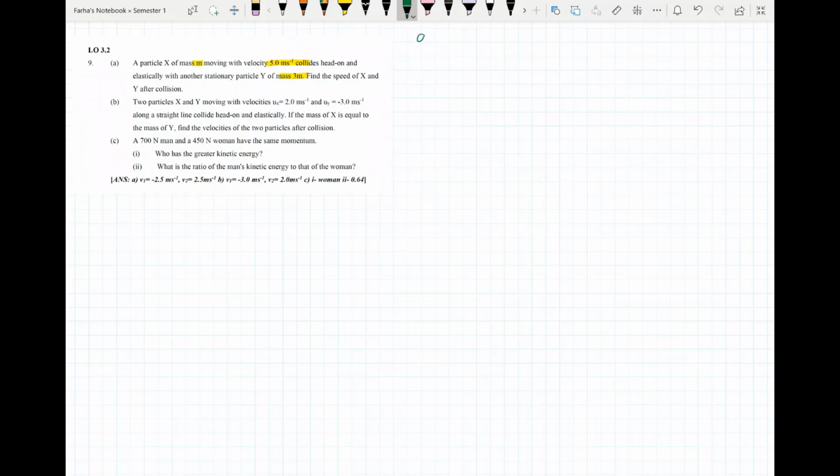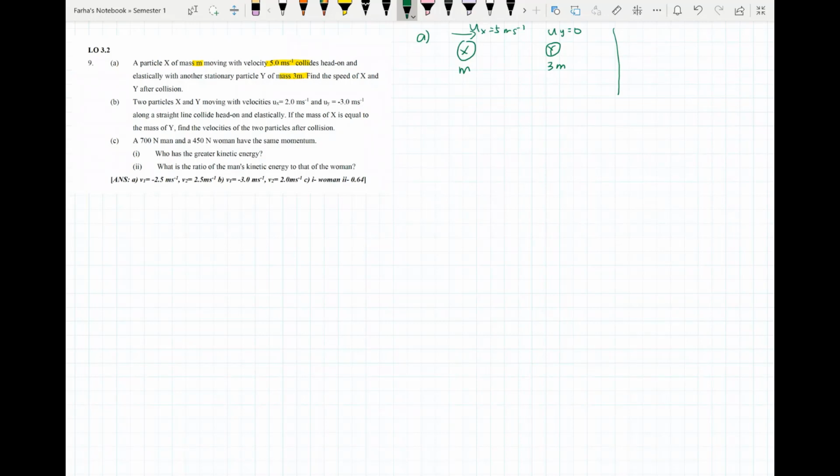So for question number 1, we need to draw it. So we have x, we have y. x is moving at 5 meter per second and particle y is at rest, which means that uy equals 0. The mass is m and another one is 3m. Okay, so this one is before the collision.